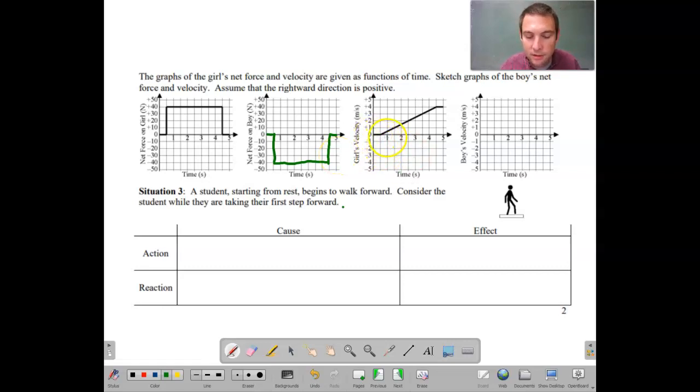Girl's velocity is increasing, so she has positive acceleration. The boy is going to accelerate in the opposite direction, because remember, they're pushing off of each other. So one is going to accelerate to the right and one's going to accelerate to the left. What does acceleration to the left look like? It looks like acceleration in the opposite direction.